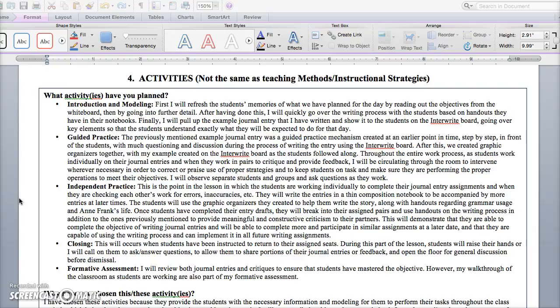followed along. Throughout the entire work process, as students work individually on their journal entries and when they work in pairs to critique and provide feedback, I will be circulating through the room to intervene wherever necessary in order to correct or praise the use of proper strategies and to keep students on task and make sure they are performing the proper operations to meet their objectives. I will observe separate students in groups and ask questions as they work.